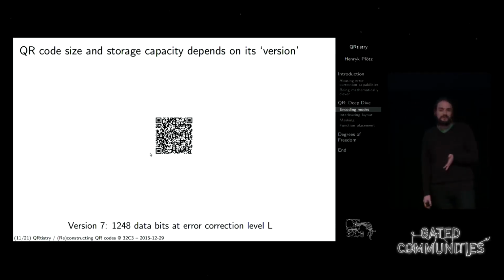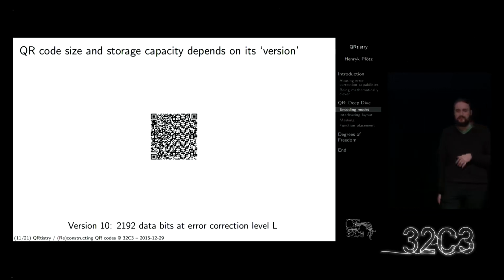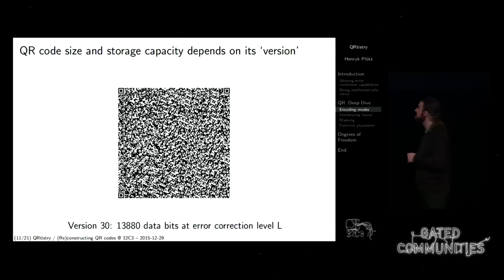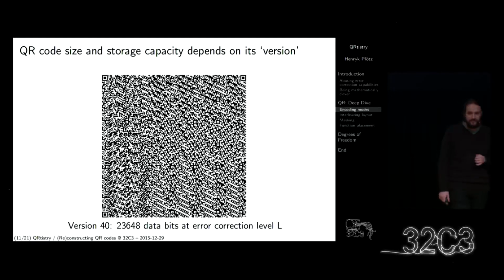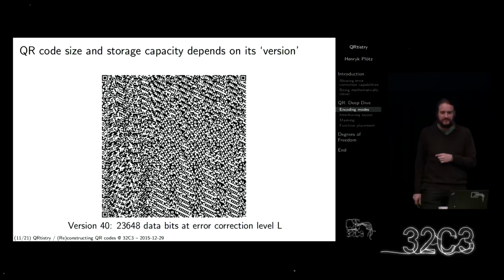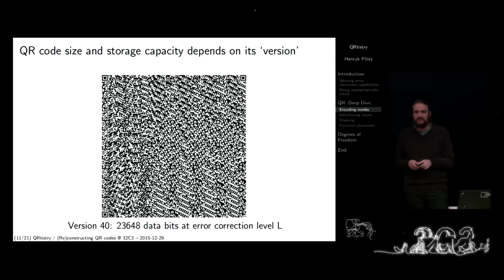Version 7 stores 1,200 bits, version 10, 2,000 bits, version 20, 6,000 bits, and it goes up to version 40, which can store 23,000 data bits at this error correction level. Yeah, you can try. This one just stores the letters QR and the rest is padding.